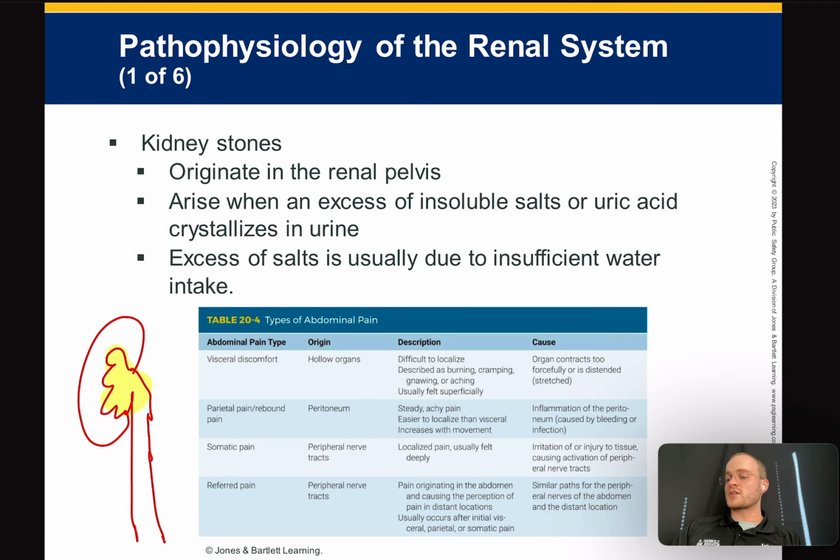So the stones start there, and they can be really big. You've seen pictures of that, or they can be really small. More commonly, they're small. And so what happens is these solid substances like calcium and phosphate and urate and oxalate and all these weird things, magnesium, they crystallize and they create a stone, like an actual stone.